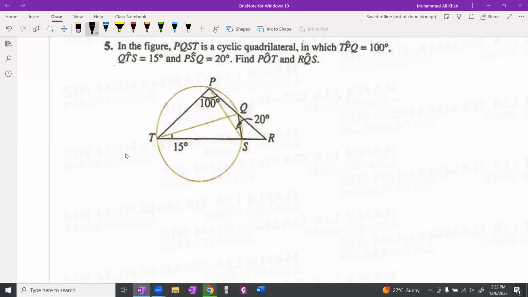Question number 5. A diagram is given. We have to calculate angle PQT, as there is no O in the diagram. So PQT, this angle, and RQS, this angle. We need these two angles. Let's do the working.